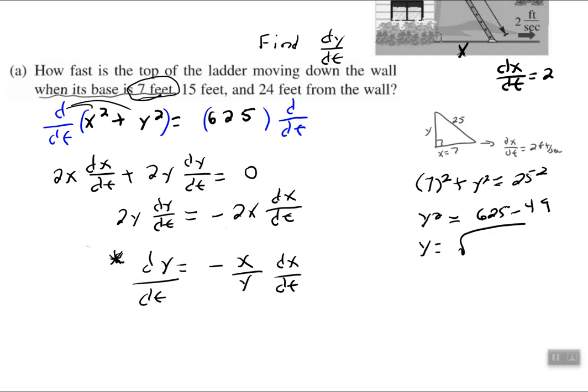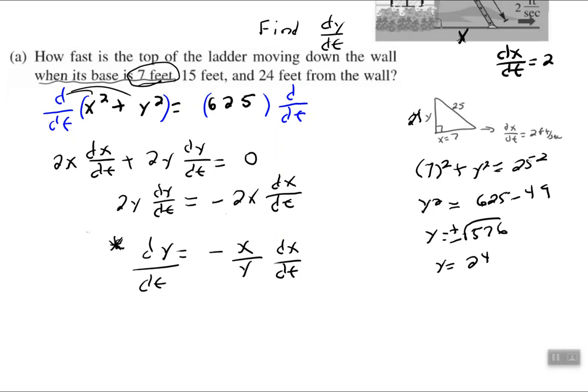So y squared equals 576. And let's go ahead and take the square root of each side. So y equals the square root of 576. And we're looking at length. We know we would look at positive, negative, but we are looking at the length, so we're only looking at the positive aspect of this. So y equals 24. So when x is equal to 7, y is equal to 24.